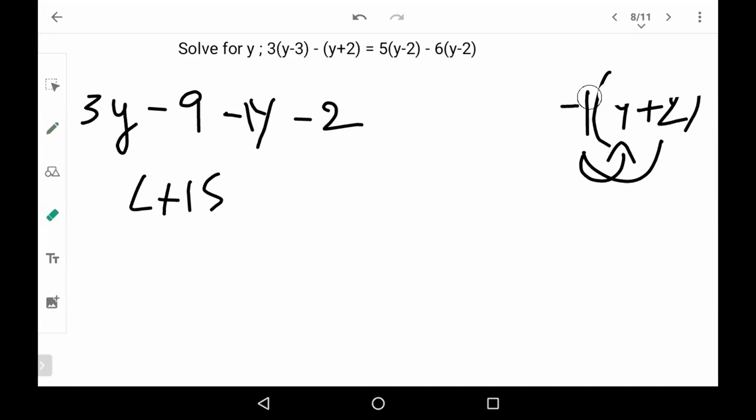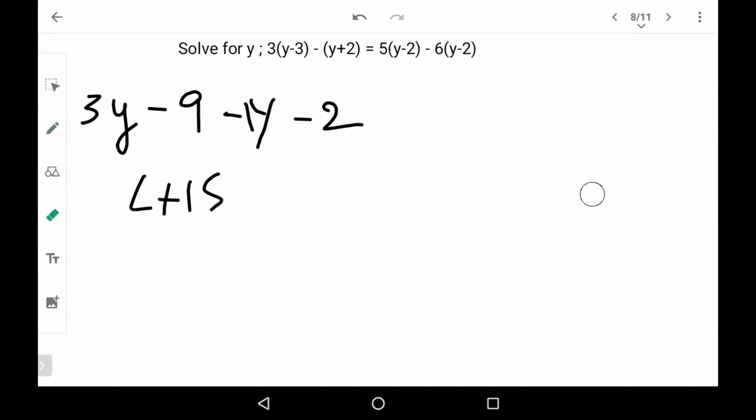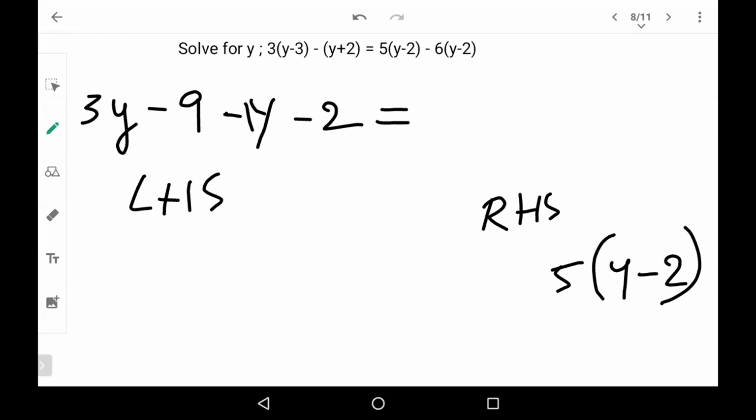Any doubts in the two expressions? Okay, now let us go for RHS. Now RHS, the first expression is 5 into y minus 2. 5 into y is 5y. Next, 5 into minus 2 is minus 10. Okay, 5 into minus 2 is minus 10. Correct? So that is the first expression.